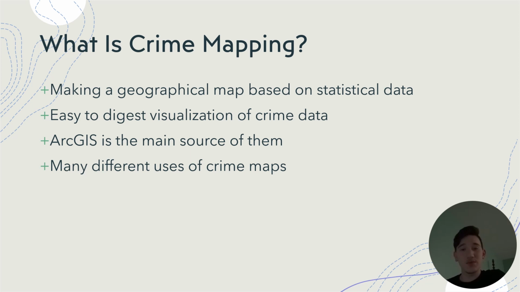Crime maps can be used in multiple different ways, such as for civilian purposes like knowing what crimes are happening in their area, research purposes in order to figure out what makes some places more likely to have crimes than others, and police purposes to better allocate officers and patrols.